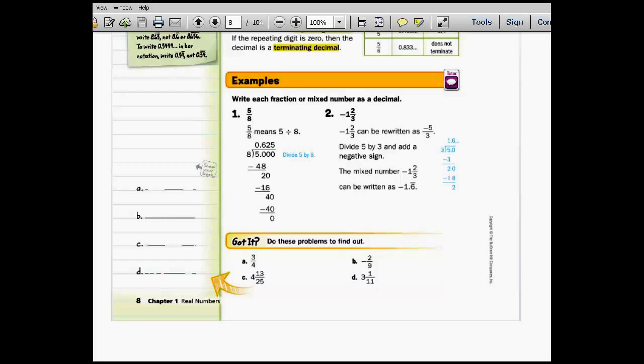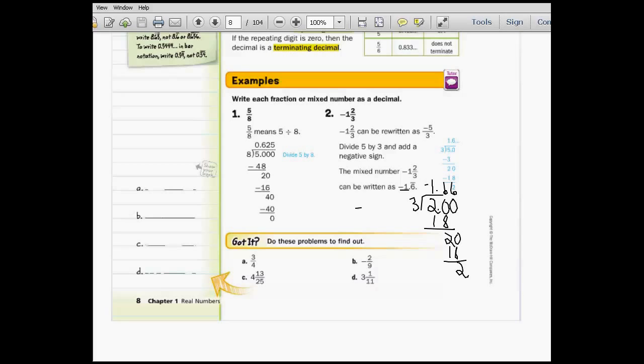Next, negative 1 2/3. You can change this to an improper fraction and then divide 5 by 3. Or sometimes you can cover up the 1 and just say it's going to be negative 1 point something, and then divide 2 by 3. You will get a 6 that repeats over and over. It is completely up to you if you would like to change it to an improper fraction and then divide. If you have problems remembering to put that whole number back on, that may be the choice for you. Or if you're fine with it, you can leave the whole number off till the end and then just remember to put it back on.